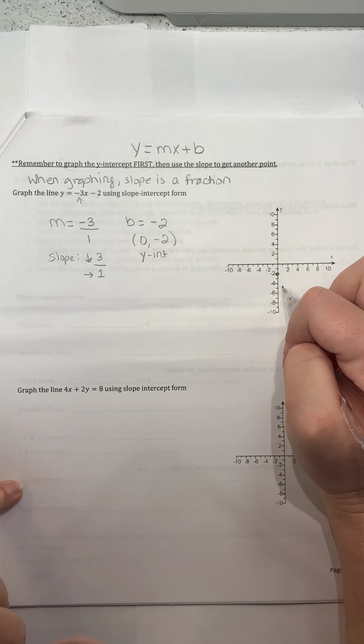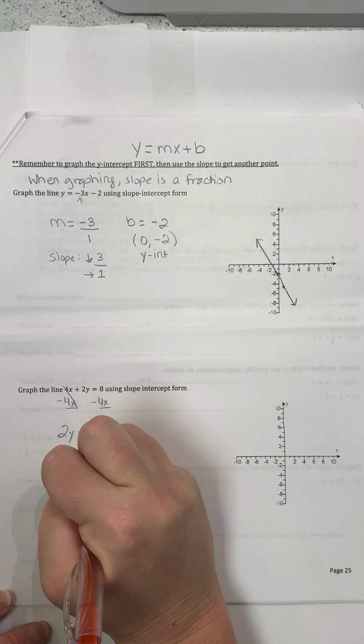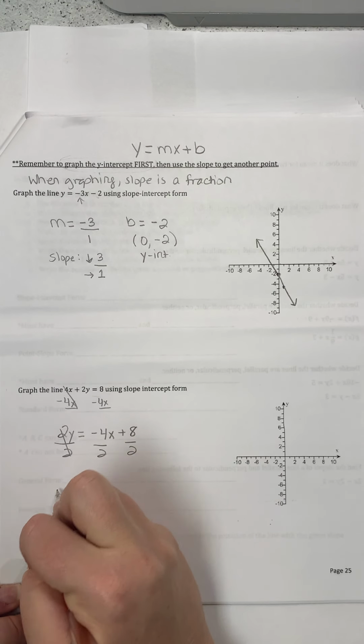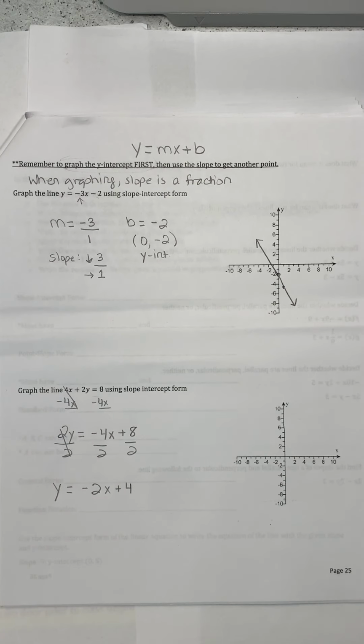All right, let's try this next one. I can't graph this because I'm not in y-intercept form. So I'm going to subtract 4x from each side to get y by itself. Don't forget to put that -4x first and watch all your signs. Now I'm going to divide by 2. I get y equals -2x plus 4. Now I'm in slope-intercept form because y is by itself. All right, so here's my y-intercept. It's a 4, which means I'm looking for the point 0, 4. There's my y-intercept.